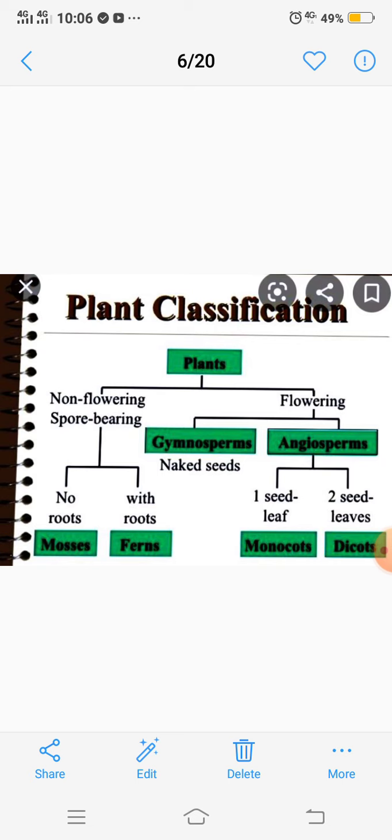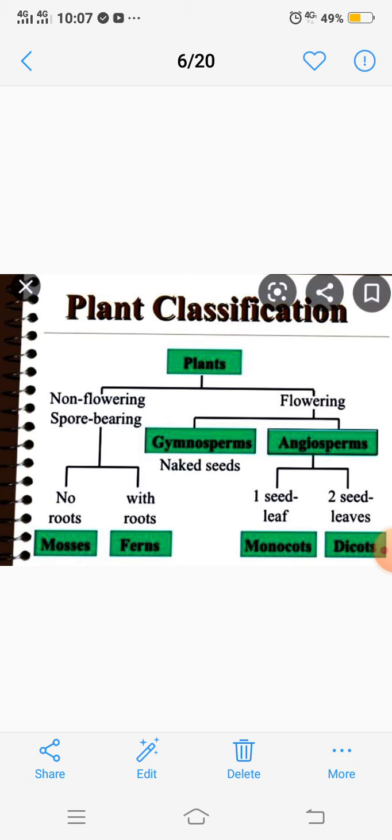So, beta, how many groups of living organisms are there? There are five groups of living organisms. What were their names? Prokaryotes, monera, fungi, plants, animals. So what are the two main groups of animals? Vertebrates and invertebrates. So into how many groups can we classify plants? We classify plants into two groups. What are their names? The non-flowering plants and flowering plants.